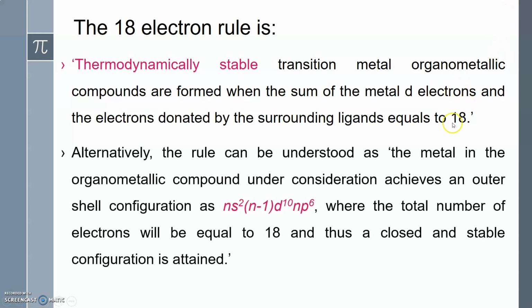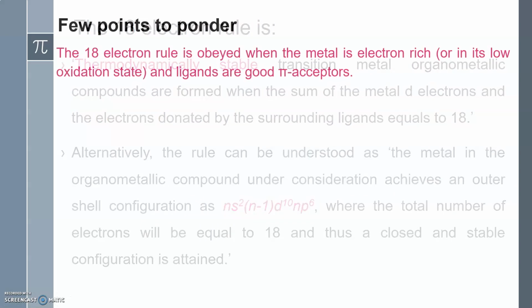What is this magic number 18? It refers to ns2, (n-1)d10 and np6 of the transition metal. When you add these, we get the number 18. So any metal in the organometallic compound under consideration will try to achieve the outer electronic configuration with these 18 electrons. Then that compound will be stable.